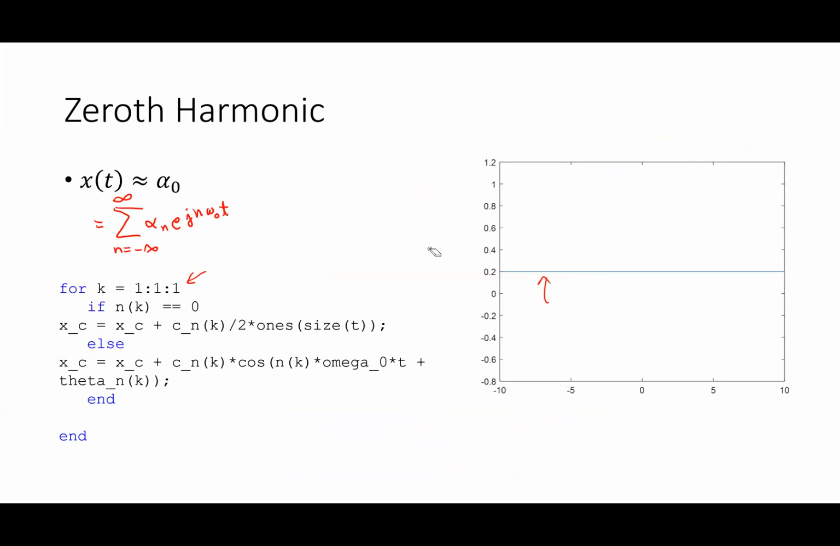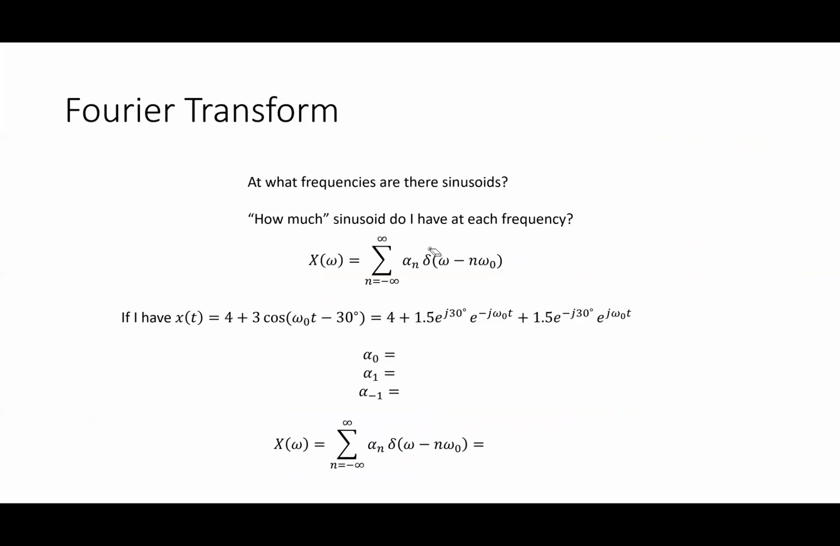All right, so I wanted to make sure that concept was understood. Now I want to, real quick, cover this thing with the Fourier transform. So we talked about this. The Fourier transform basically says, at what frequencies are there sinusoids and how much sinusoid do I have at those frequencies? So the Fourier transform is a plot versus frequency.